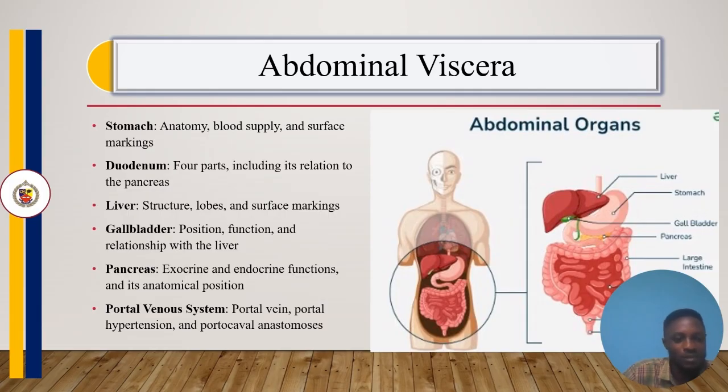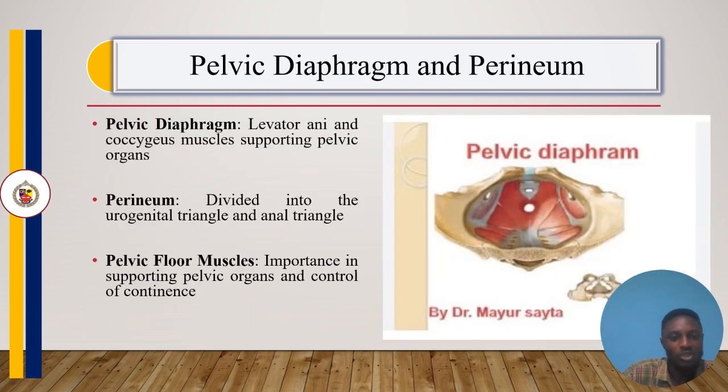And the pancreas, which does the exocrine and the endocrine functions, and its anatomical position, we're also looking at that. And for the liver, we'll be looking at the structure, lobes, and surface markings of the liver too. With the portal venous system, we'll be looking at the portal vein, the portal hypertension, and the portacaval anastomosis.